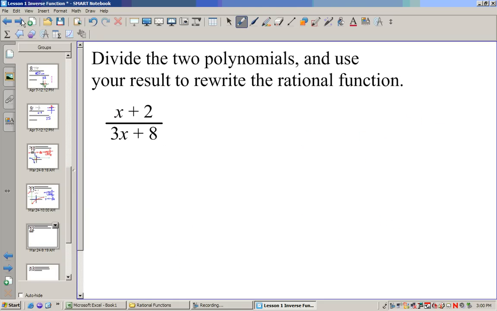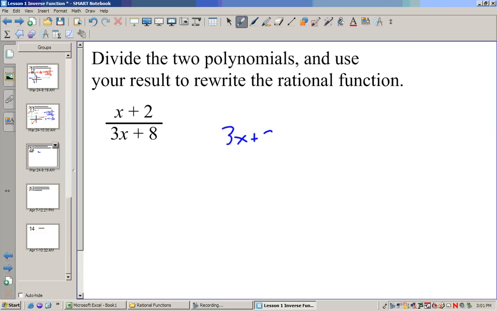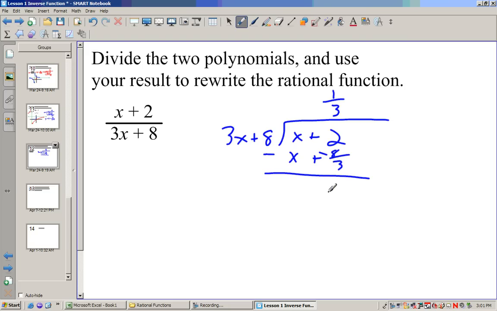All right. Now this one gets a little weird with our division, because we have 3x plus 8 on the outside, x plus 2 on the inside, so what times 3 is going to give us 1? That's 1/3. So that would be x. This would be 8/3. And when I subtract, 2 minus 2 1/3 would be negative 2/3. So this would be 1/3 minus 2/3 over 3x plus 8.